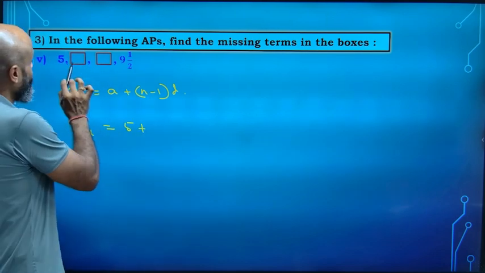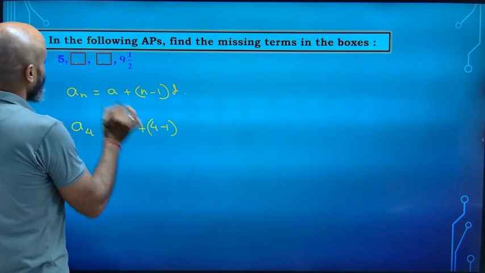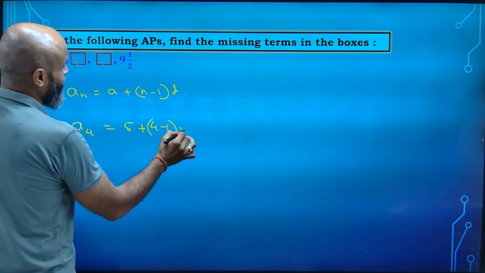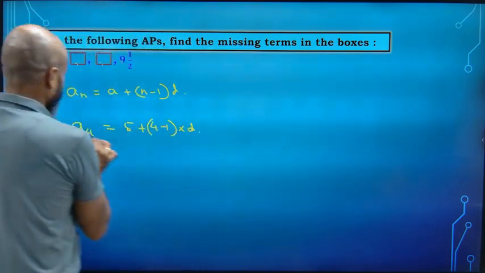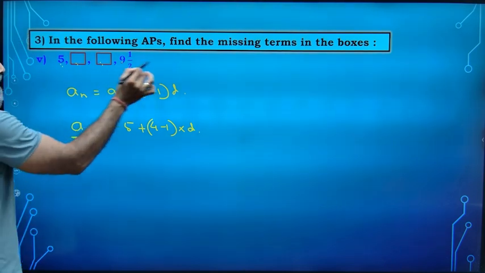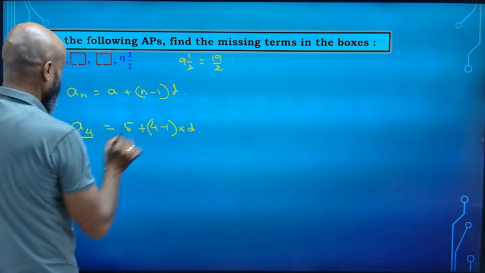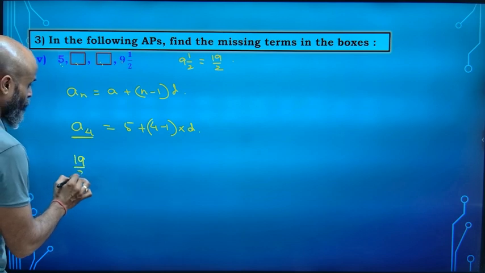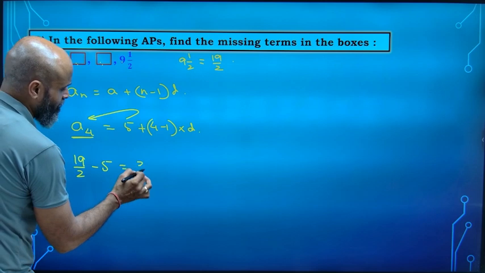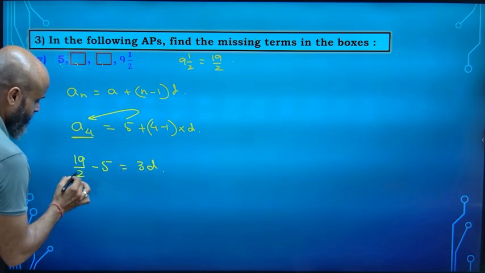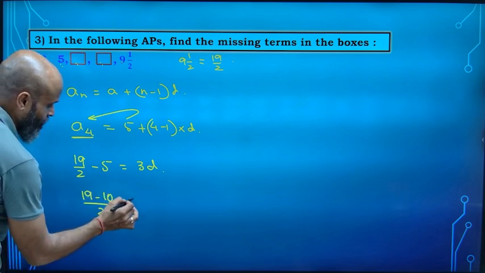N minus 1. 1, 2, 3, 4. So 4 minus 1 into D. Now D is something that we have to find out. So what do we write in place of A4? 9.5. 9.5 is how much? 9 2s are 18, plus 1, 19. So this is 19 by 2 minus 5. If I bring this here, this will be leaving you with what? 3D. So this is 19 minus 5 2s are 10, upon 2, is equal to 3D.